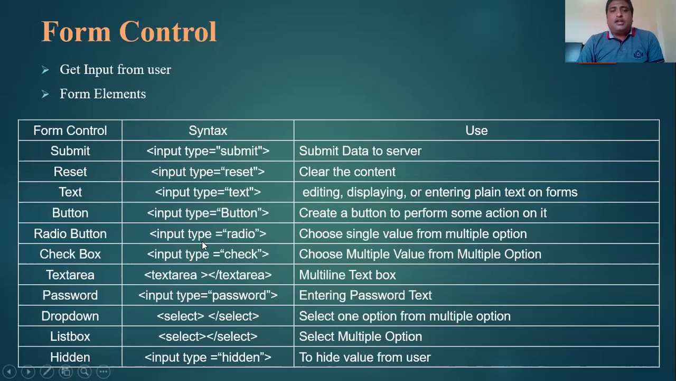If we are creating two radio buttons, then the name should be the same for both radio buttons. We are going to see this in an example, because if you are not using this property, then the radio buttons can be chosen multiple times. That means both radio buttons can be selected. Next one is the checkbox.